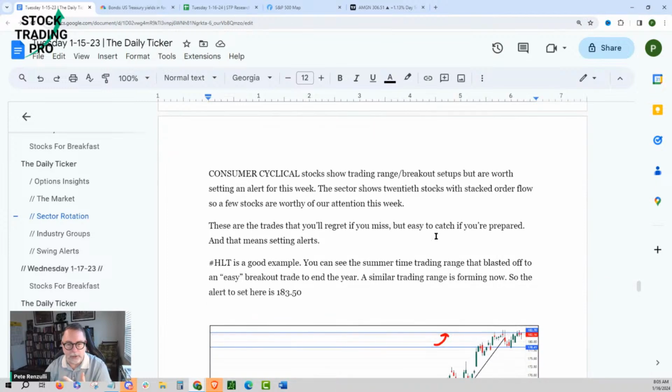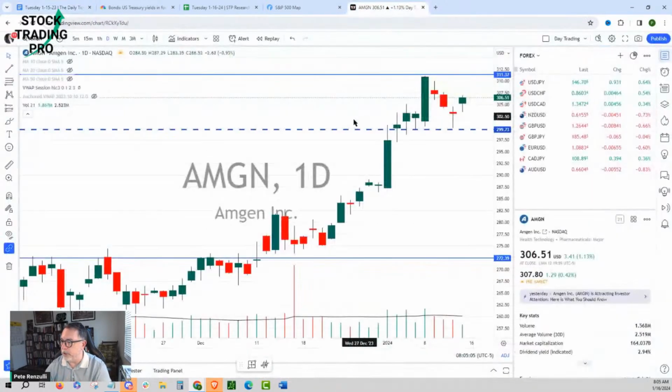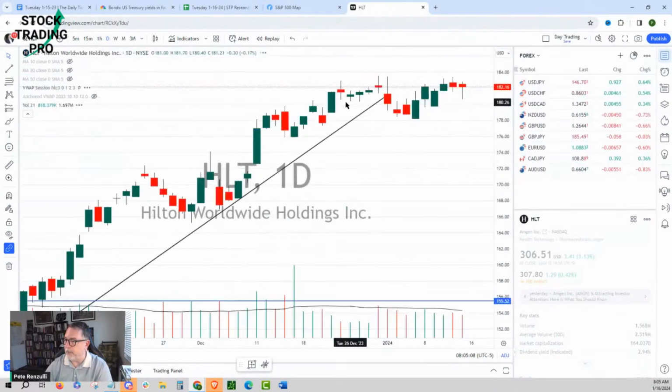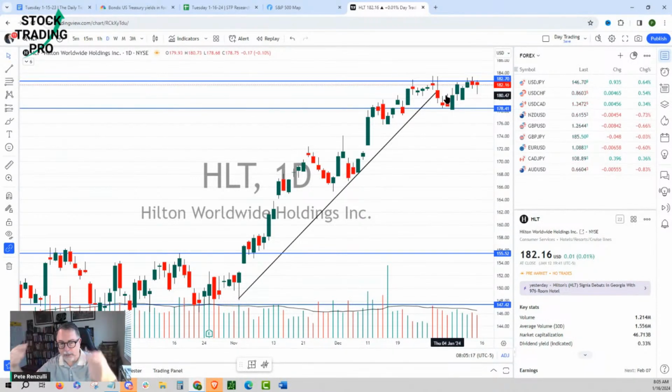All right, consumer cyclical stocks show trading ranges. Again, look at Hilton. Hilton has been bullish, but now going sideways for the better part of, I don't know, about 5 weeks here. I still love the idea. What I don't love is this heavy volume in the middle of this trading range. I want a light volume pause, not a heavy volume pause. Heavy volume pause implies distribution. Distribution implies changing hands. Changing hands implies a potential reversal. I like it. It's still bullish, but I want a light volume pause, not a heavy volume pause.